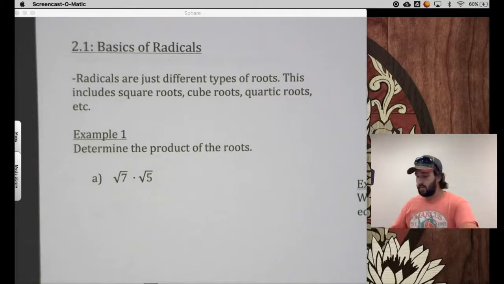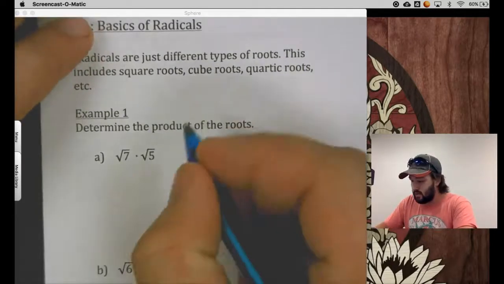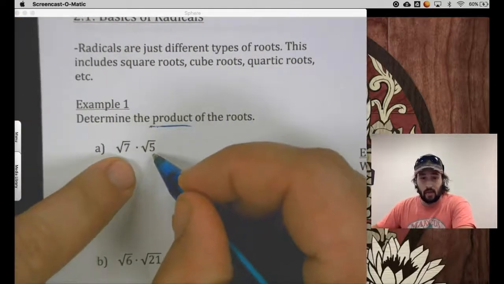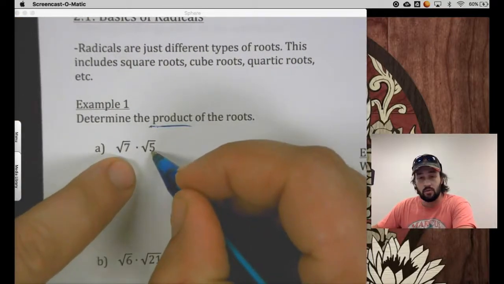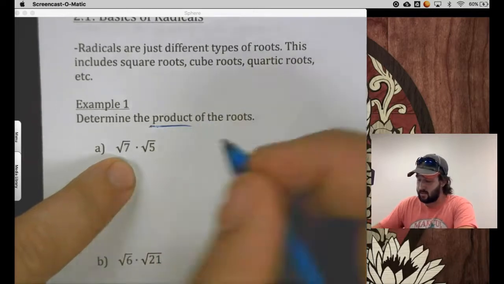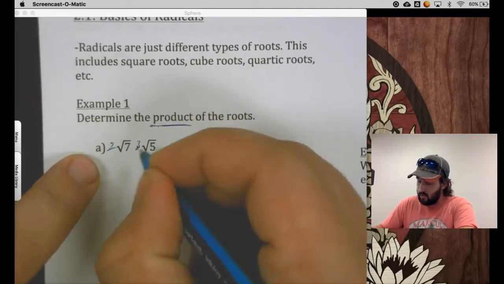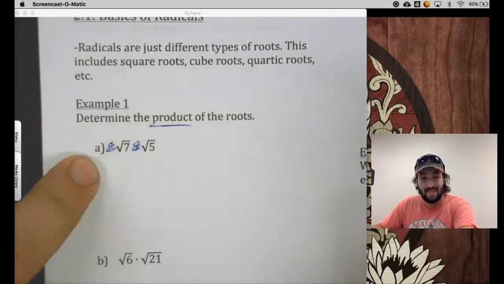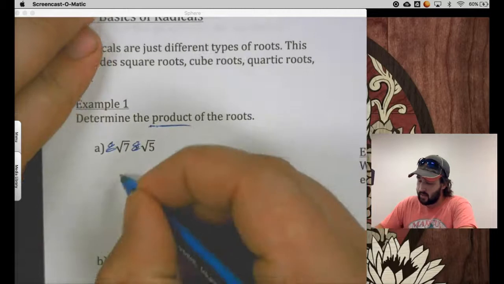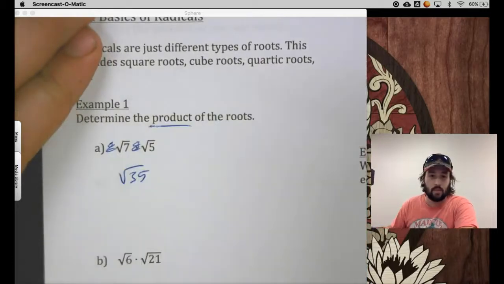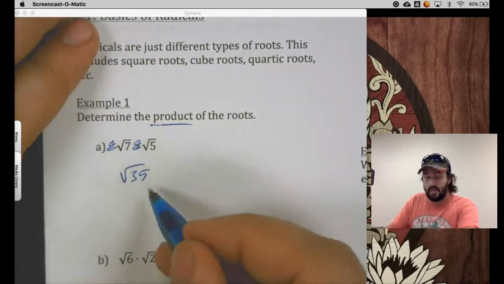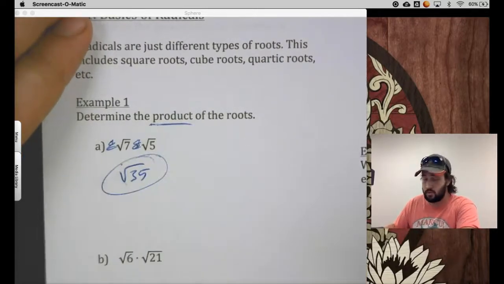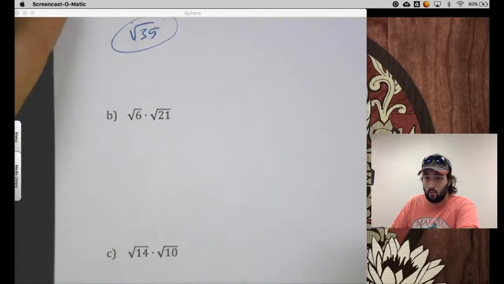So with these, starting with the basics, determining the products. Remember, that's just multiplication. If we have radicals, square roots, we multiply the inside to inside and outside to outside. So if we had a 2 and a 3, the outsides would multiply and the insides would multiply. In this case, we just have insides. So 7 times 5 is 35. I keep it under the same square root. From there, I would see if it simplifies, but in this case, it doesn't.